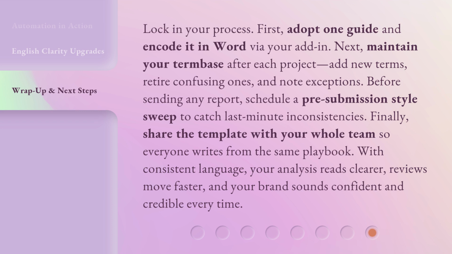Lock in your process. First, adopt one guide and encode it in Word via your add-in. Next, maintain your Termbase after each project. Add new terms, retire confusing ones, and note exceptions. Before sending any report, schedule a pre-submission style sweep to catch last-minute inconsistencies. Finally, share the template with your whole team so everyone writes from the same playbook. With consistent language, your analysis reads clearer, reviews move faster, and your brand sounds confident and credible every time.